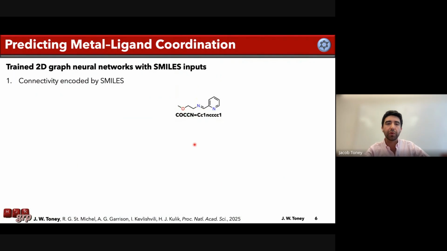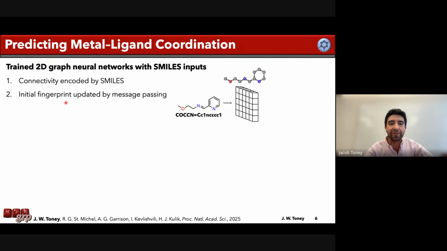So now, moving forward, we trained these 2D graph neural networks using only a SMILES string as an input, because we have a SMILES for everything in our data set. So SMILES encodes connectivity, but it also encodes certain other chemical information that we use for our initial representation. Key things were, we have an initial fingerprint, including key information like the atomic number of each element, how many bonds it forms, the hybridization, standard descriptors like that that are cheap to compute from a SMILES.